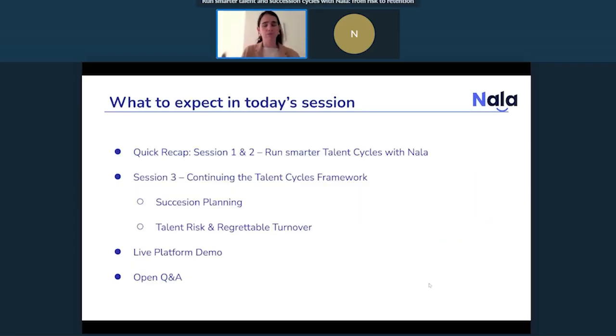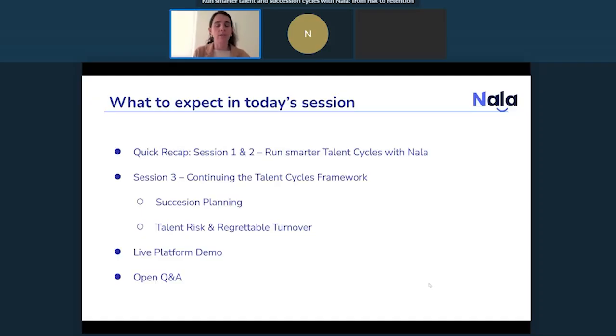Just what to expect in today's session. We're going to have a quick recap of what we talked about in sessions 1 and 2, and then we're going to take a deep dive into succession planning, talent risk, and regrettable turnover, and how you can manage, monitor, and make sure your strategy is effective with our software. And then, of course, as always, we're going to give some advice, tips, and guidance. The idea is this is a conversation, so feel free to drop questions or comments in the chat, and we will do a live demo specifically on succession planning and how to manage it with Nala.